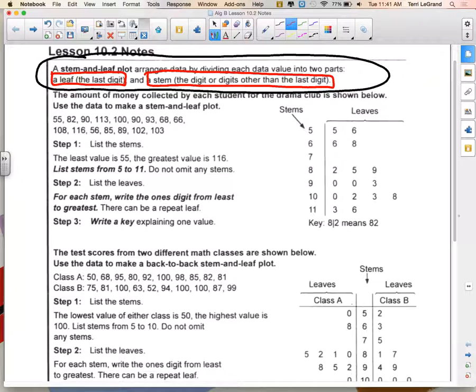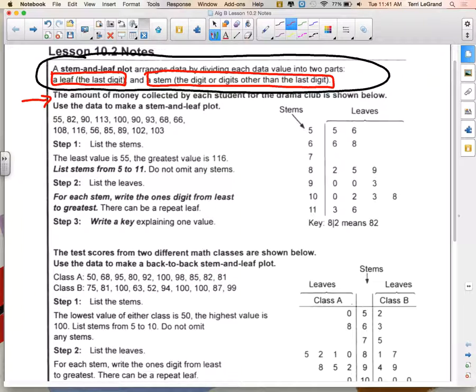What if you have a quiz score of 82? 2 is the leaf, and 8 would be your stem, right? Okay. So that's how we decide what's going to make up the leaf and what's going to make up the stem. Okay, well here, let's look at what the problem is that we're working with here.